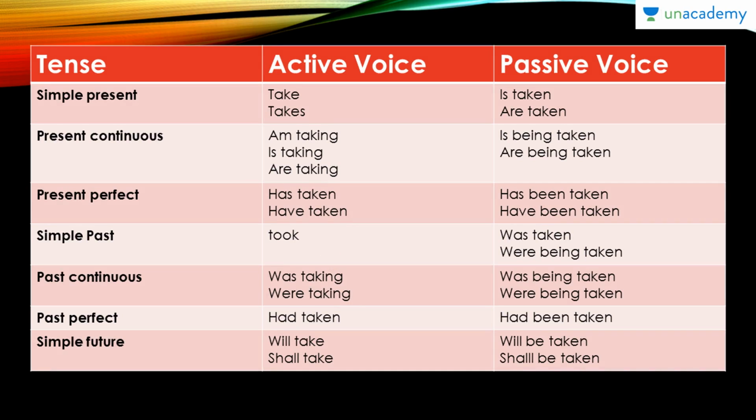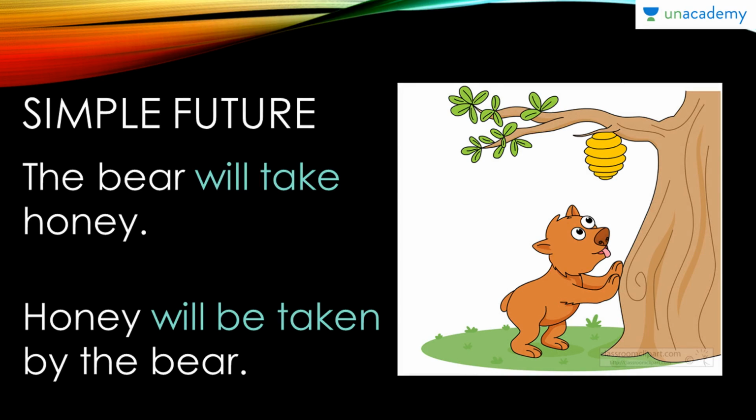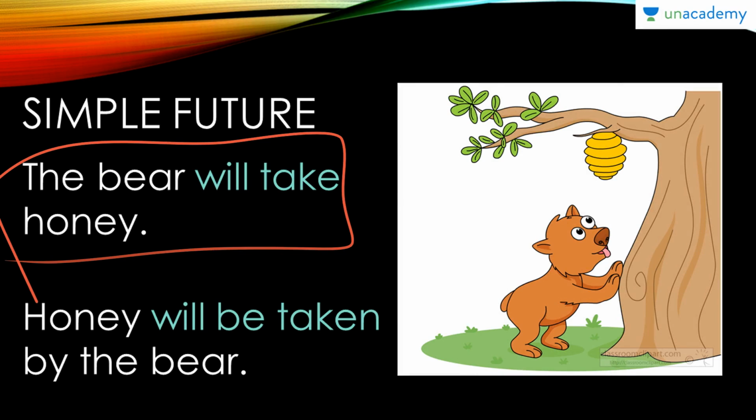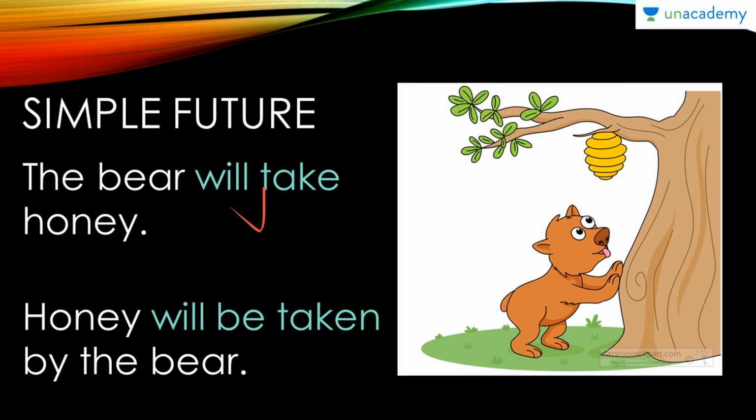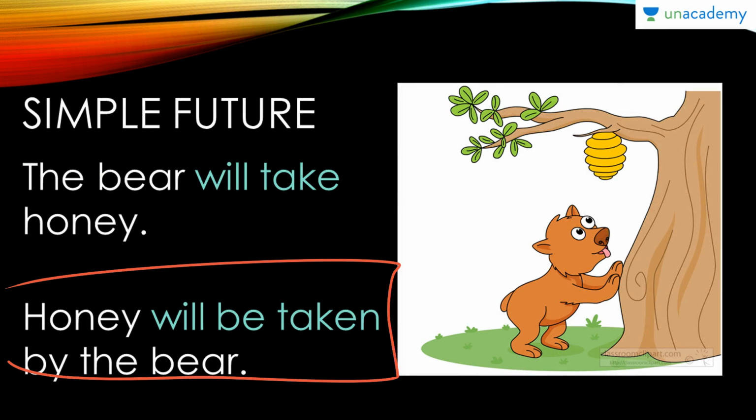The last tense. We finished present tense, past tense, and now we go to future. Simple future. In the active voice, will take, shall take. Passive voice, will be taken, shall be taken. Simple future, this is the example. The bear will take honey. That is an active voice. And the passive form is the honey will be taken by the bear.